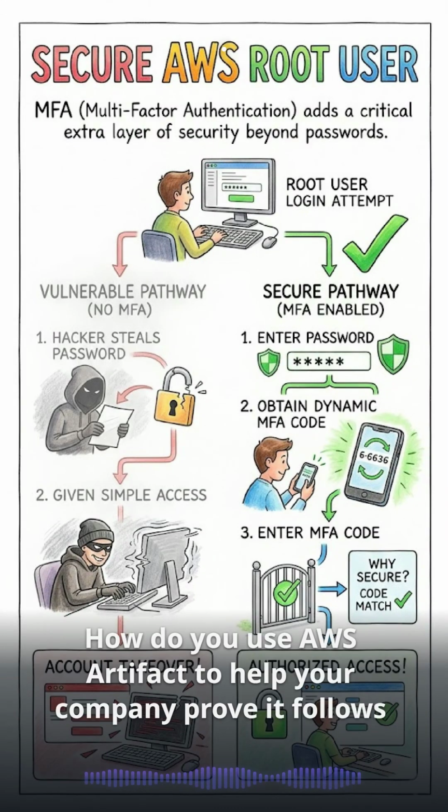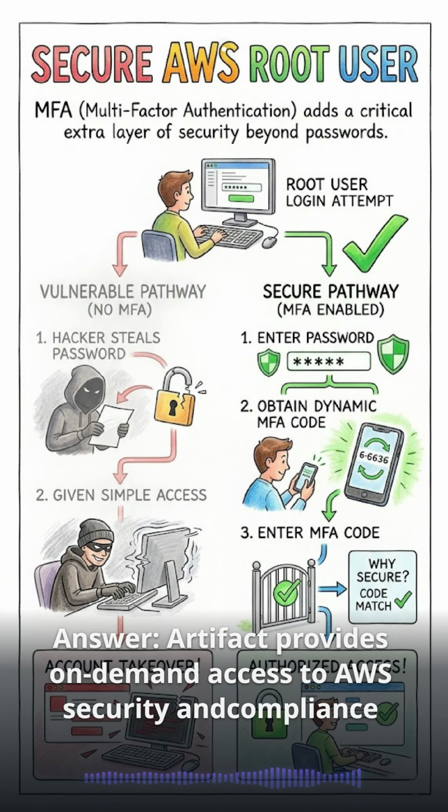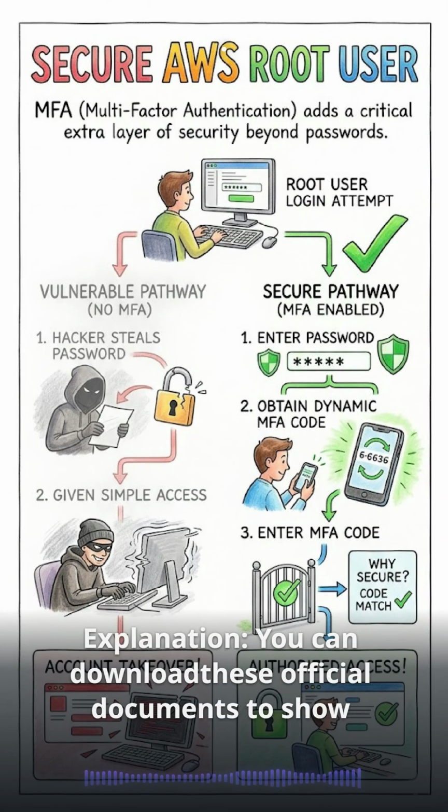57. How do you use AWS Artifact to help your company prove it follows international security standards? Artifact provides on-demand access to AWS security and compliance reports, such as ISO and SOC certificates. You can download these official documents to show auditors that the AWS infrastructure meets all the necessary legal requirements.